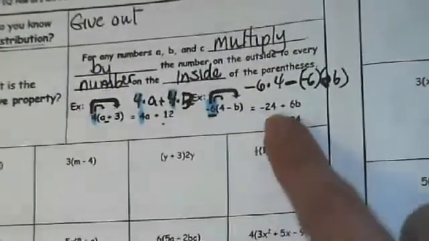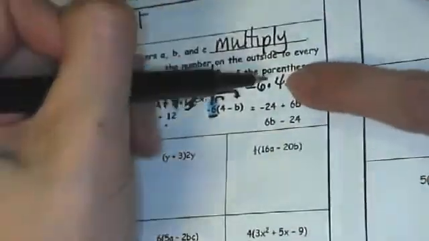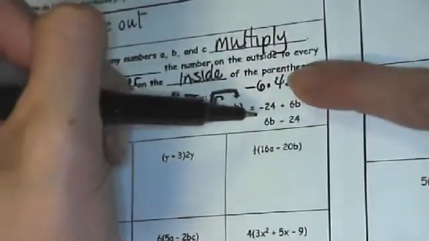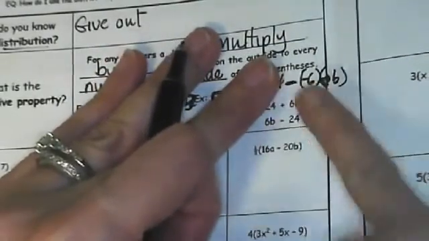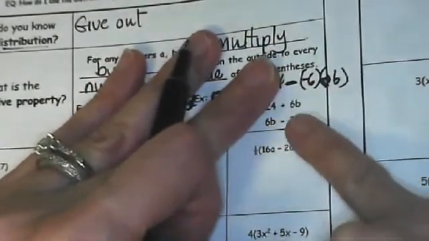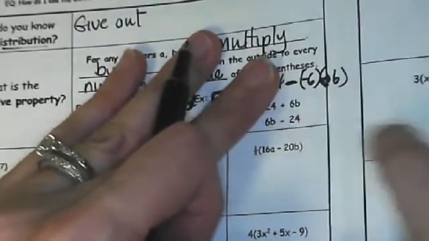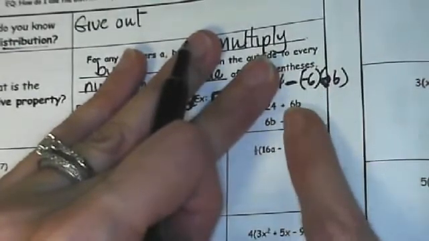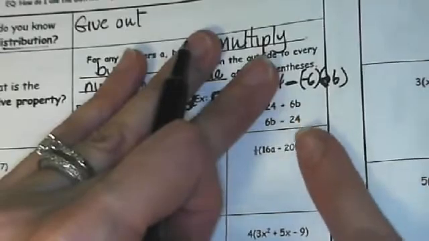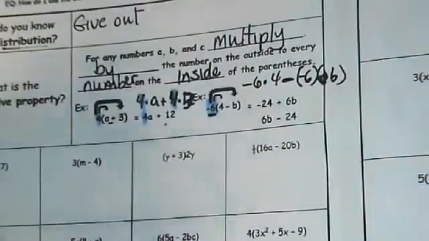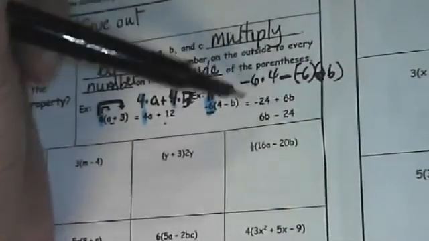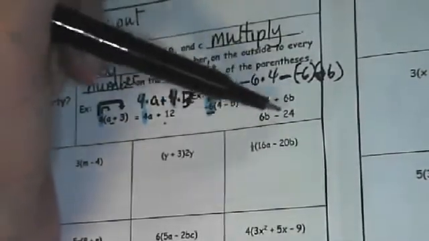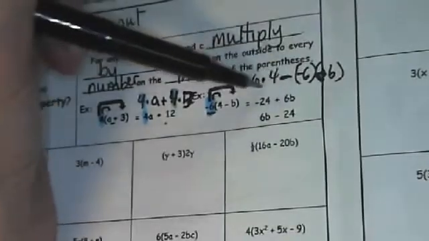So to simplify this, negative 6 times 4 is going to give me negative 24. And then what happens is that we're going to have plus 6b, because the negative times the negative is a positive 6b. And then of course I can simplify that. So basically, minus 24 plus 6b is the same thing as saying 6b minus 24. I just switched this around because it's addition.